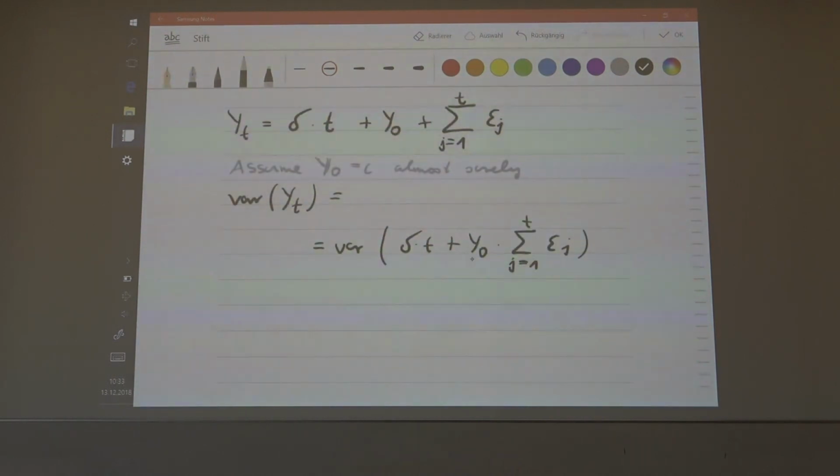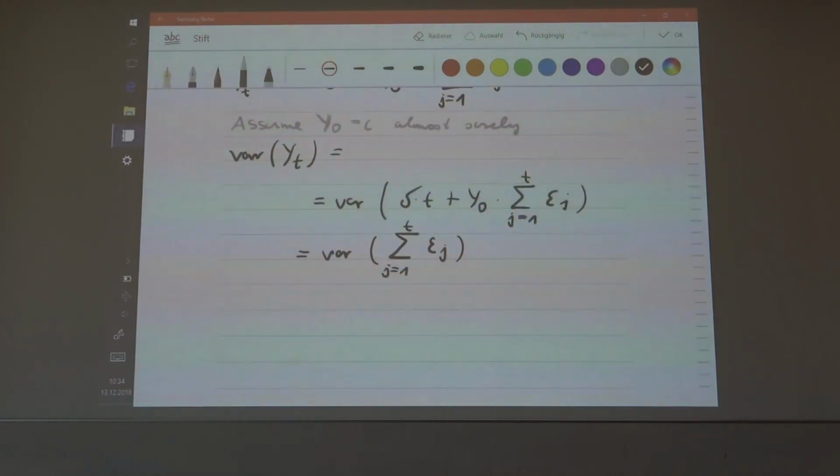And basically, since this is a constant, let's say almost surely, it has no variance. So the variance does not depend on an additive constant. I hope you still remember that. So you're going to have just the variance of the sum, which, of course, since the noise is independent, is going to be equal to the sum of the variances.